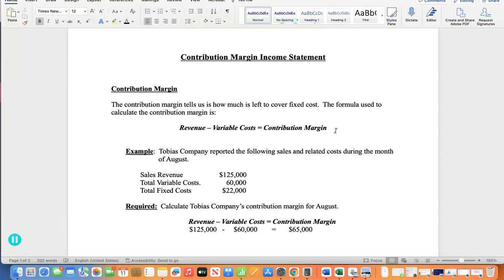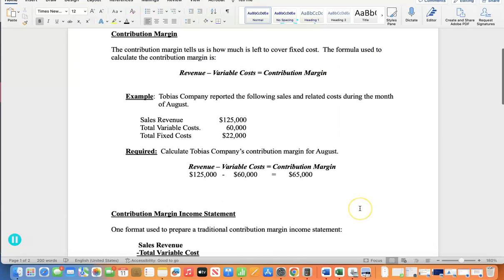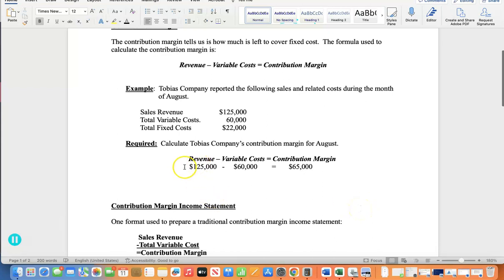For the example here, we're going to look at Tobias Company's information for the month of August. We're given their revenue, their variable cost, and their fixed cost. We want to use this formula to calculate their contribution margin. Revenue of $125,000 minus the variable cost of $60,000 leaves us with a contribution margin of $65,000.